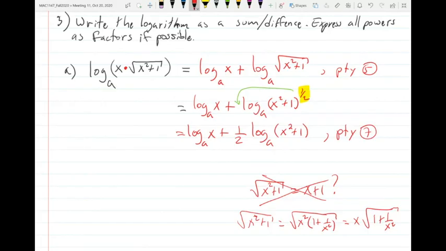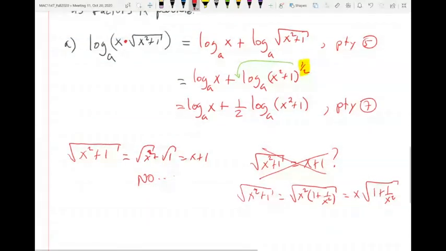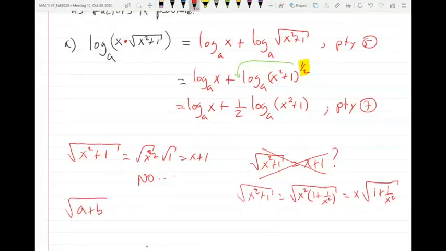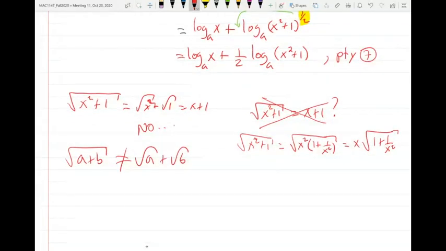Okay. All right. So let's see what the confusion is. So are you saying that this will be this? Is this what you're telling me? So then you will say x plus 1. Is this what you're thinking about? So no, that's not true. The square root of a sum, the square root of a plus b, is not the square root of a plus the square root of b. For example, let's do an example.